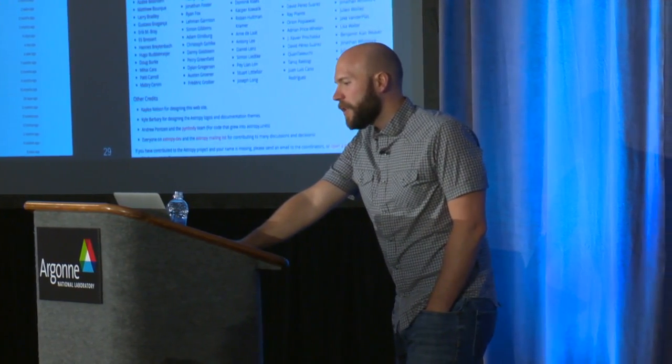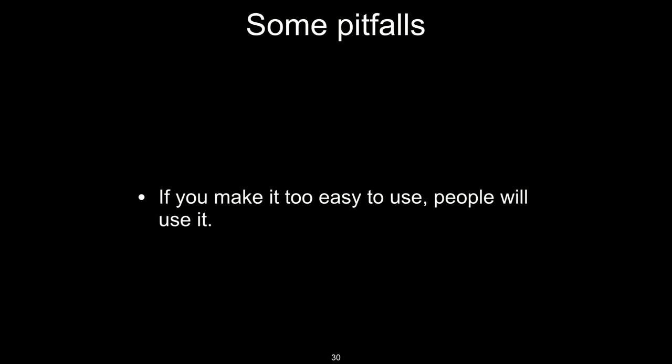OK, so community-based codes are great. Open source is great. What's the downside? There are pitfalls, one of which is if you make something easy to use, people will use it. And you think, well, that doesn't sound bad, until you get to know people. That can be a challenge, right?